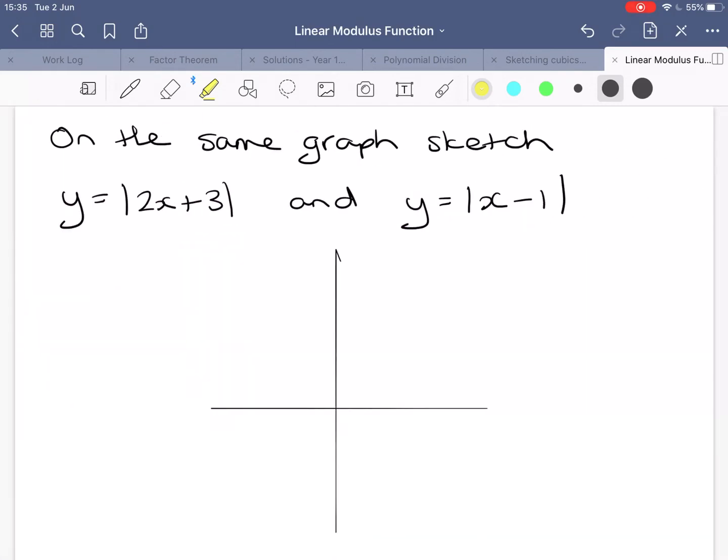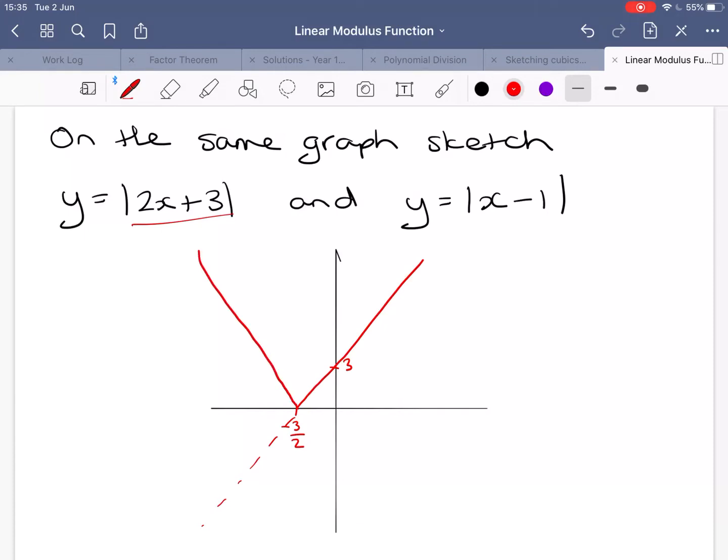Okay. Now, sometimes you might get asked to draw 2 moduluses on the same graph. So here we go, let's do the first one. So we've got y equals the modulus of 2x plus 3. Let's think about what y equals 2x plus 3 looks like. It's going to cross at 3. If I make 2x plus 3 equal to 0, it's going to hit the x-axis at -3/2. So my modulus line is okay when it's positive. The actual line y equals 2x plus 3 would come down here, but because it's the modulus, it gets reflected.